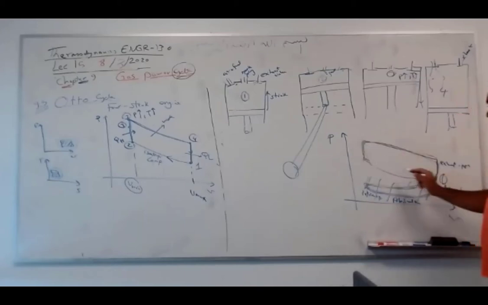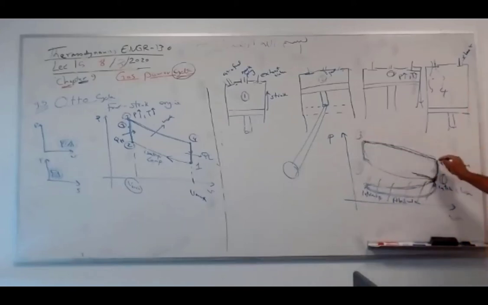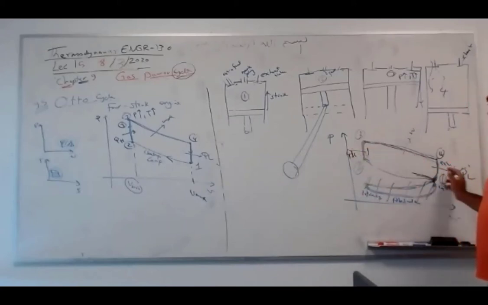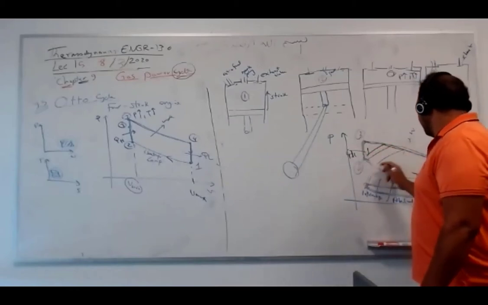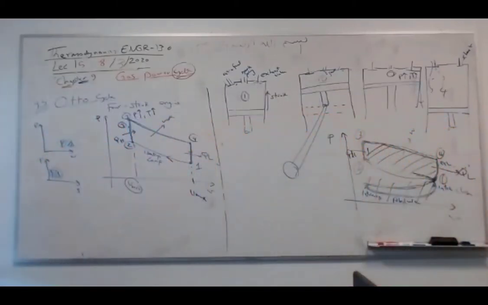1, 2, 3. Then we get power. This is what we get, the power. Then we have 4. Now this is the rejection, which is actually exhaust, but it's called heat Q low. So this is Q high. This is Q low. Q high minus Q low is W net. The area under the curve is work net. Any questions? Any question, guys?